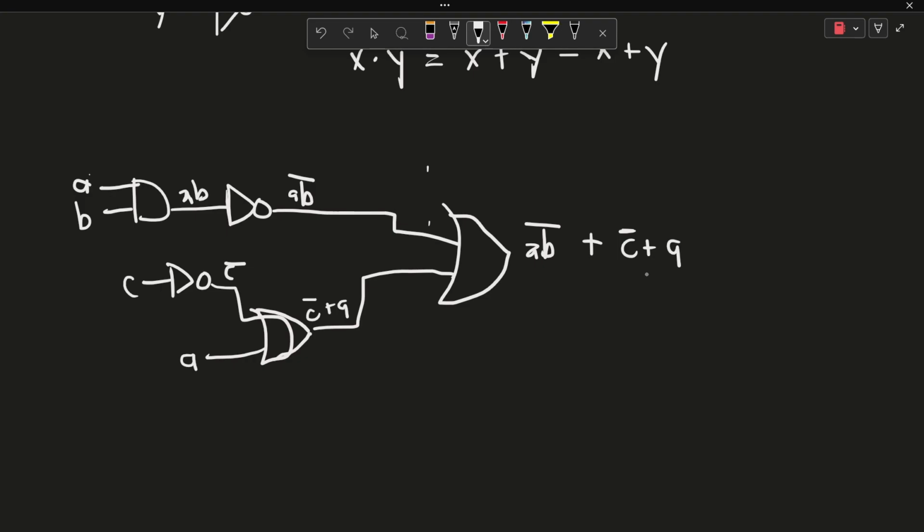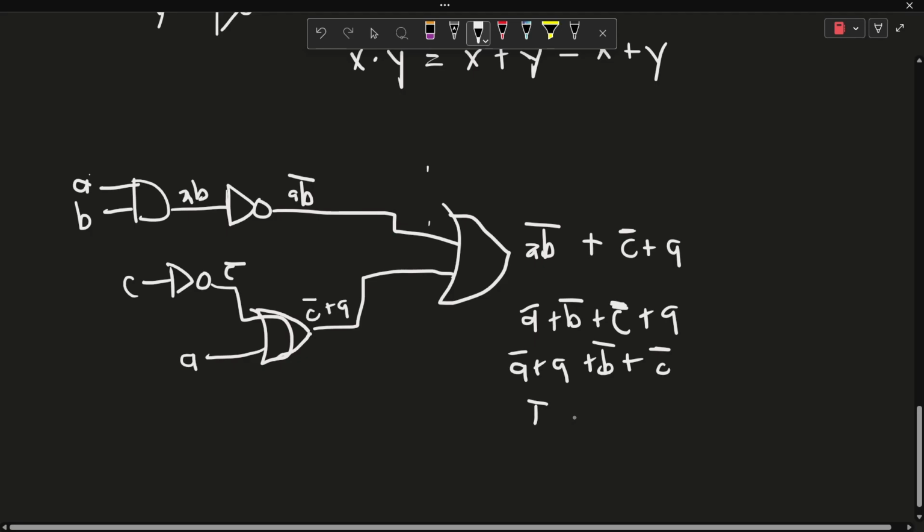See if I remember how to do this. So that's just A not plus B not plus C plus A not plus A, because you can shift them around, plus B not plus C not. A or A not is just true, plus B not plus C not.